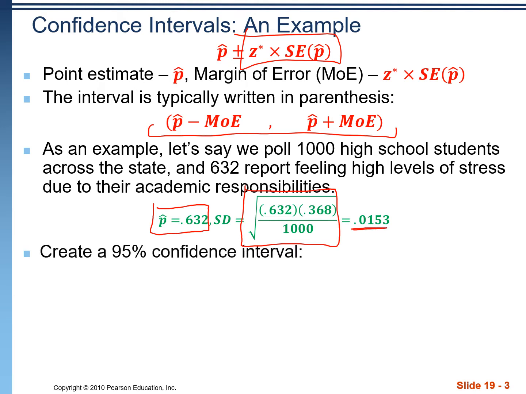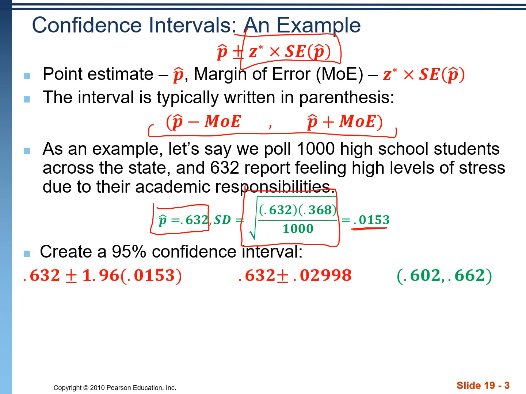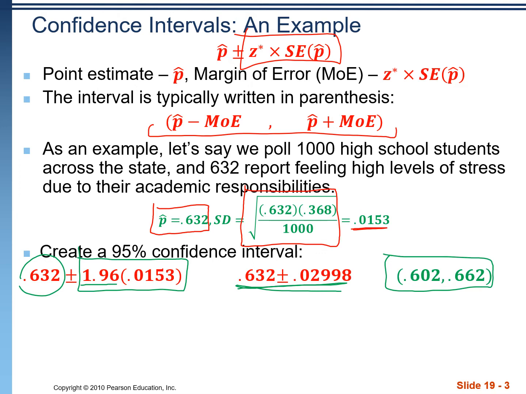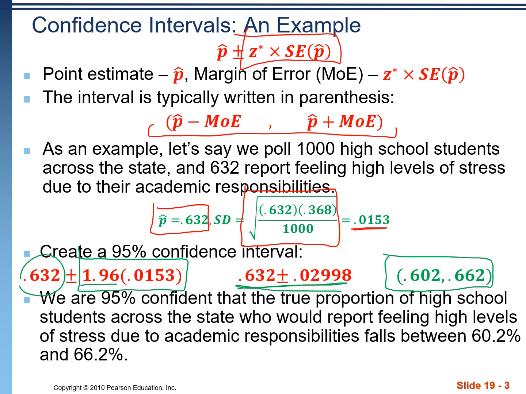We create a 95% confidence interval. That has a critical z-score of 1.96. So our point estimate, margin of error is that z-score times the standard error. This is actually creating our interval, and we get this as our interval. When we interpret it, we say we are 95% confident that the true proportion of high school students across the state who would report feeling high levels of stress due to academic responsibilities falls between 60.2% and 66.2%.